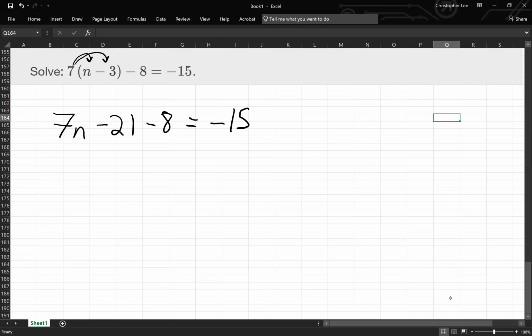What should I do after that? Simplify further. Right. So help me. Combine the -21 and the other 8. Right. Good, good. And what does that equal? Negative 29. Perfect. Is equal to -15. That's great. What should I do after this now? It's a little tricky.